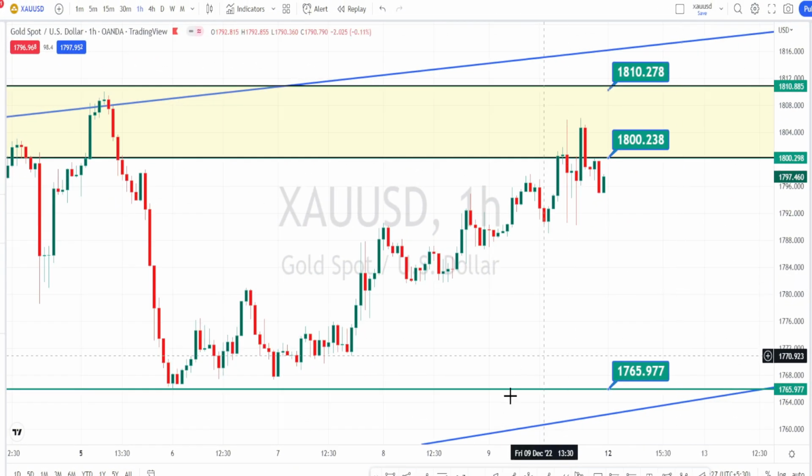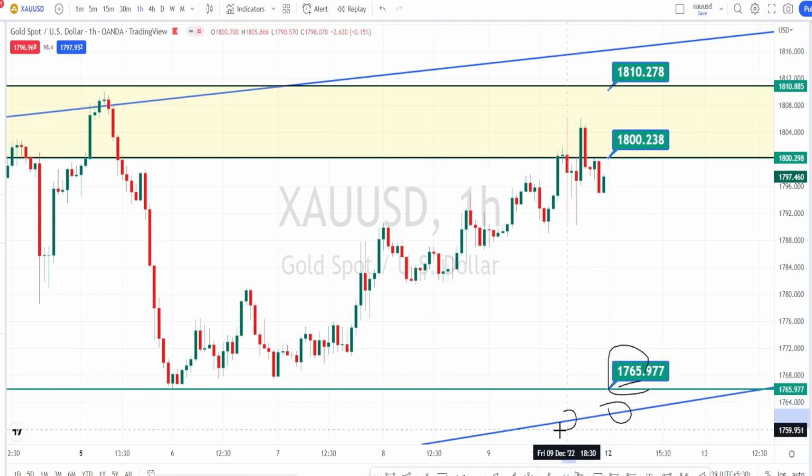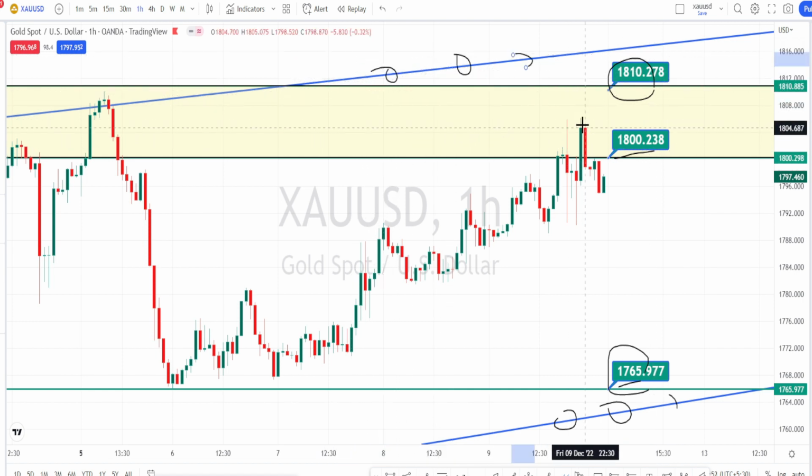I am in hourly time frame now, and from the higher time frame we know that the lower support is going to be around 1765, and it is trading above the trend line or the support line from the daily time frame, and we have a very strong resistance zone between 1810 to 1800, and also we have a resistance line. It has to break this blue color resistance line if the price action wants to continue with bullish side retracement in hourly time frame also.